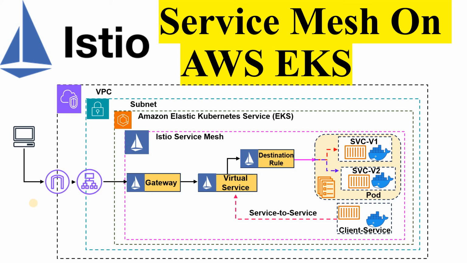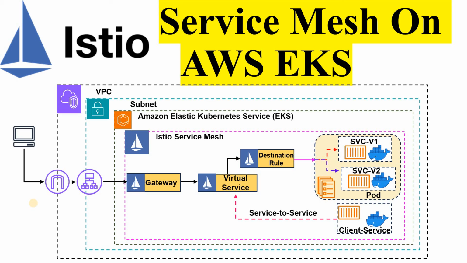Hi. In this video, I'm going to show you how to host Istio Service Mesh on Amazon EKS, or AWS EKS. As you see, this PPT depicts my demo. We're going to create a VPC in AWS. Within the VPC, we're going to create a subnet that is required to host the Amazon EKS cluster. The Amazon EKS cluster will have managed node groups as well.